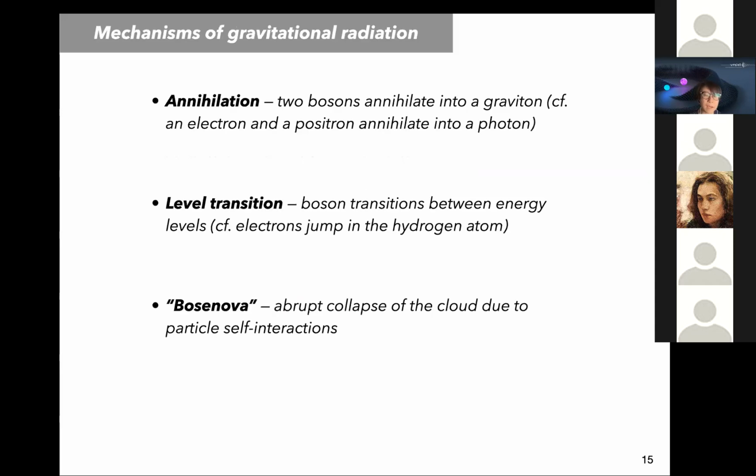Once the energy levels in this huge gravitational atom are populated, there are 3 different mechanisms generating gravitational radiation. The first is called annihilation. That's basically 2 bosons annihilating into a graviton, just like an electron and positron annihilate into a photon. The second is called level transition. The bosons can jump between the energy levels, just like the electrons jump in the hydrogen atom.